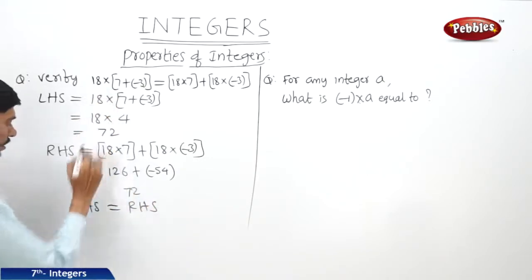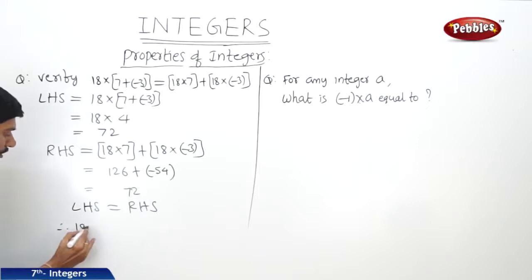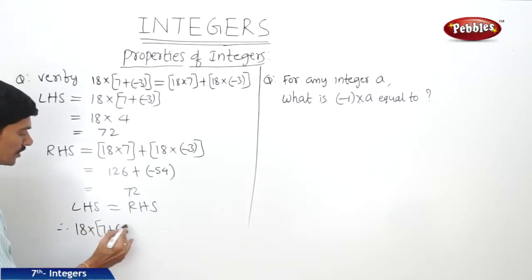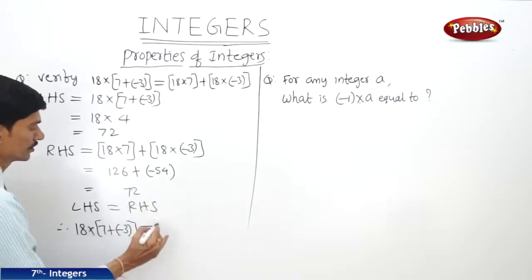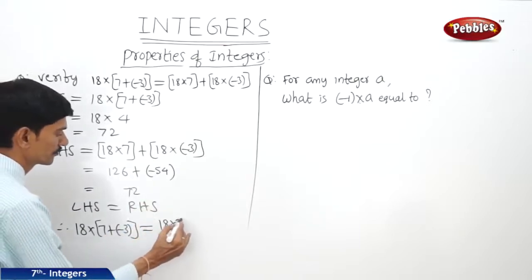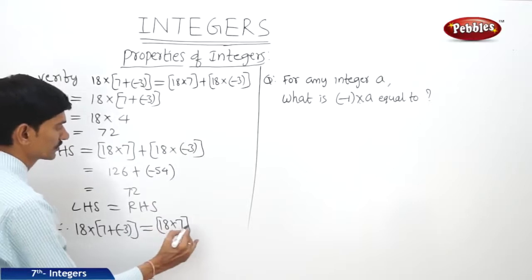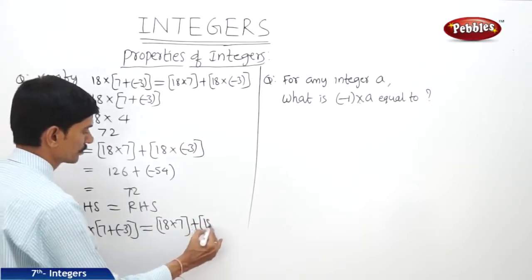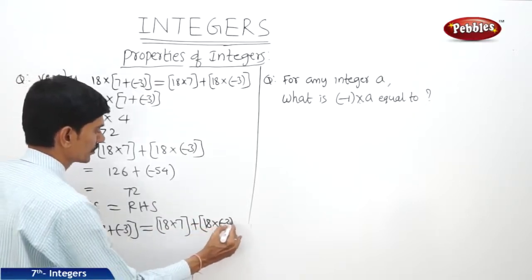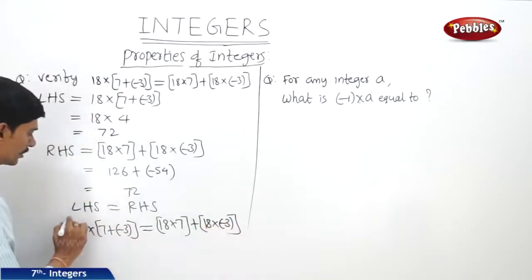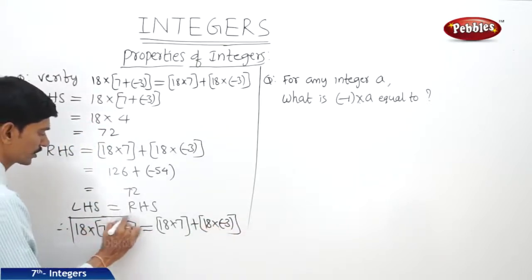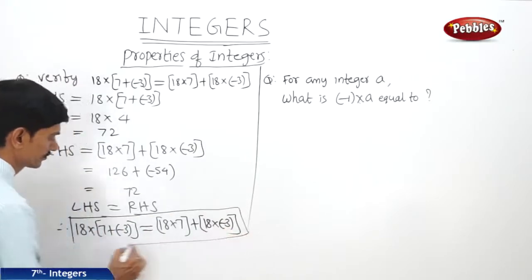Now therefore we can write that 18 into (7 plus of minus 3) equals 18 into 7 plus 18 into minus 3. So this is called the distributive property of multiplication over addition.